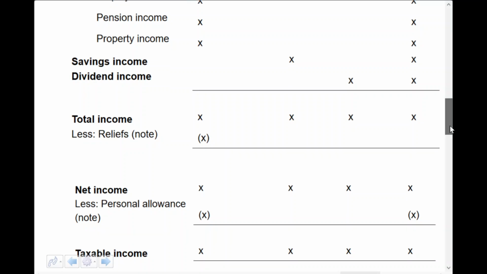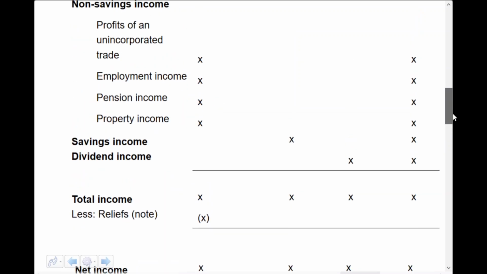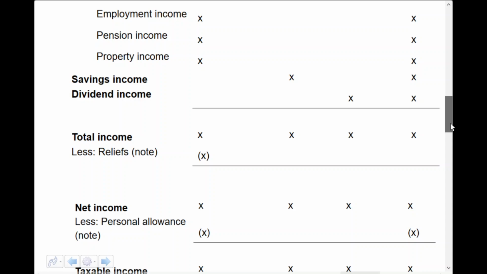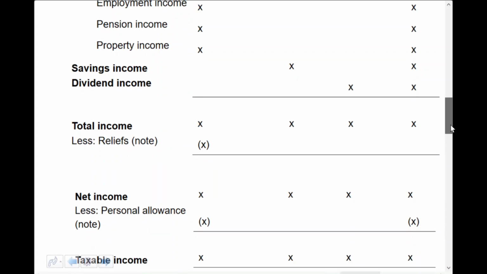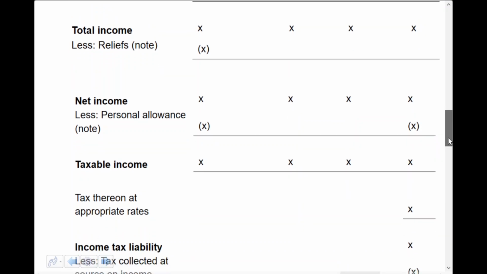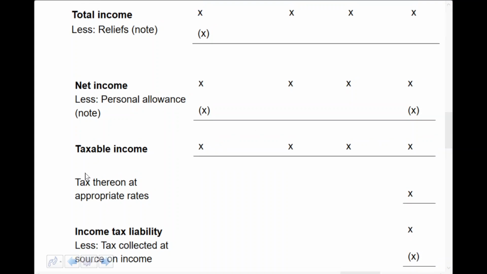Where do we get to then? Well, bingo, we're done. Taxable income. So we populated across the three columns. We then came to this deductions, reliefs, PA area. We got to taxable income. And here we are now at the area where we start applying the appropriate rates. Tax thereon at appropriate rates.